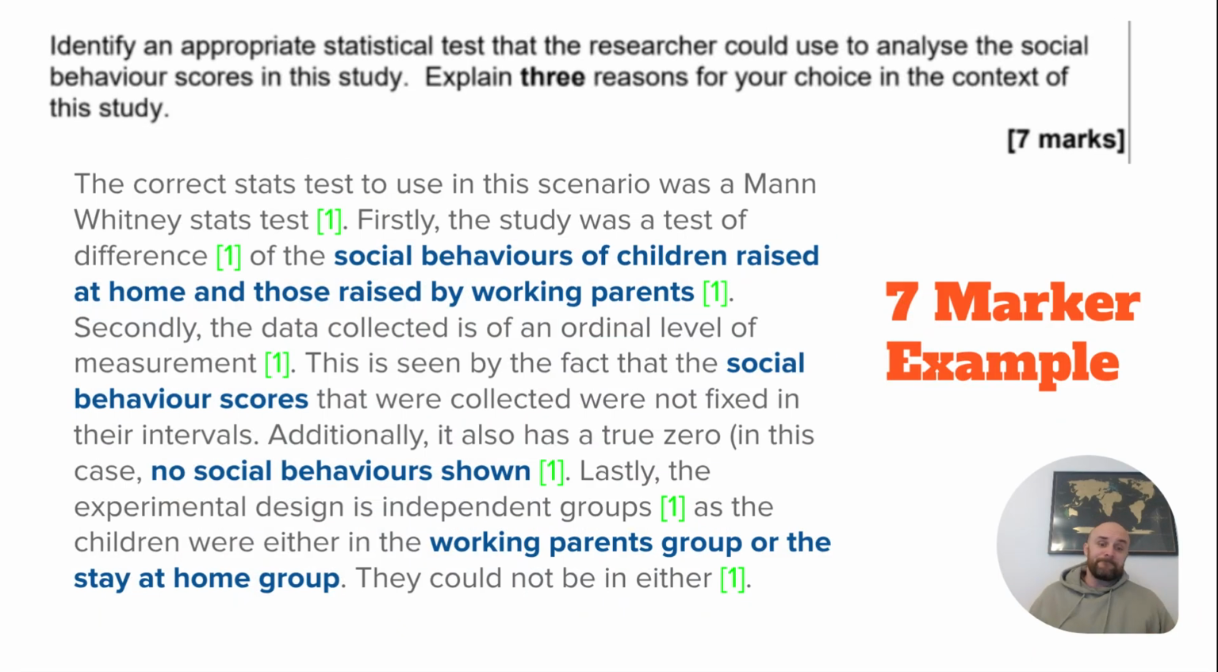And that's it. That's it, really. 7 marker stats question. Identify the correct stats test that's used. Give 3 correct reasons as to why that stats test is used. And then you are looking to give context to those. That is as concise as you're going to get it. As always, hope this is super useful. How to write a 7 marker. You're going to need to know this.